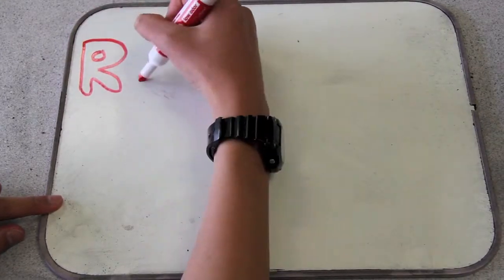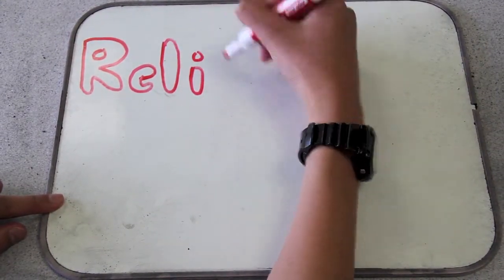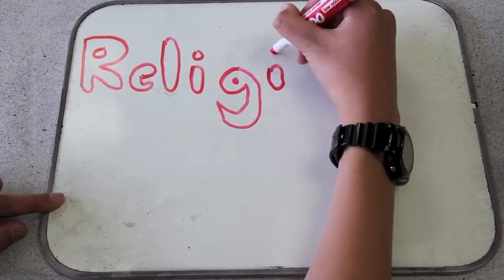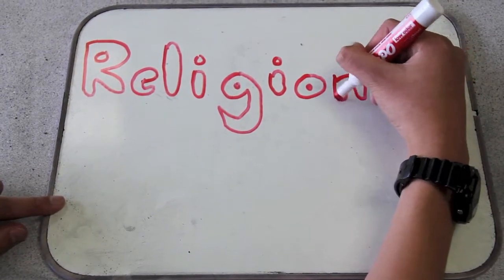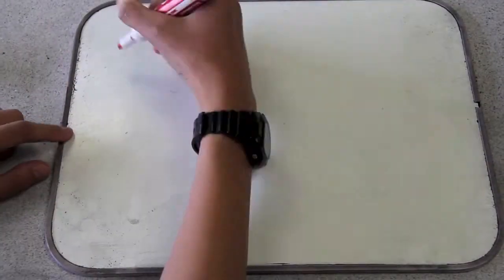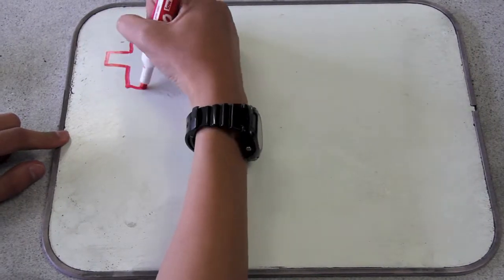The next unit we studied was religion. The three main monotheistic religions are Judaism, Christianity, and Islam. Christianity is based on the teachings of Jesus Christ, who lived about 2,000 years ago. The Roman governor of Palestine executed Jesus by nailing him to a cross.